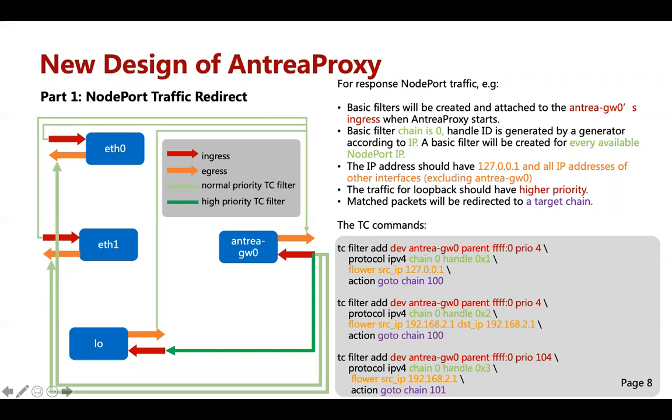Note that if the source IP address and the destination IP address are the same, it indicates that the request traffic is from loopback. The filter should have higher priority. Otherwise, it will be masked by other filters to ETH0 or ETH1. That's not what we want.